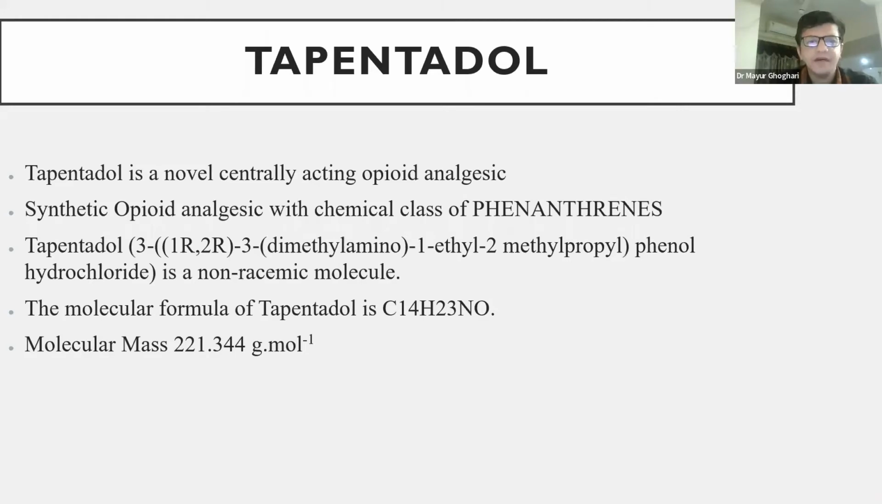First, Tapentadol. Tapentadol is a novel centrally acting opioid analgesic. It is a synthetic opioid analgesic with the chemical class of phenyl-3, one of the 4 chemical classes of opioid medications. The IUPAC name of Tapentadol is 3-[(1R,2R)-3-dimethylamino-1-ethyl-2-methylpropyl]phenol hydrochloride. It is a non-racemic molecule. The molecular formula of Tapentadol is C14H23NO. The molecular mass of Tapentadol is 221.344 g/mol.